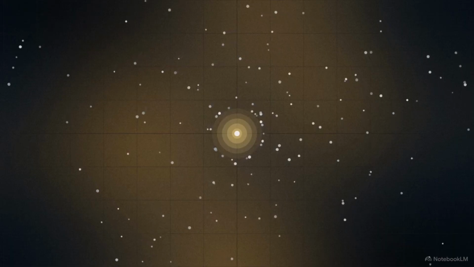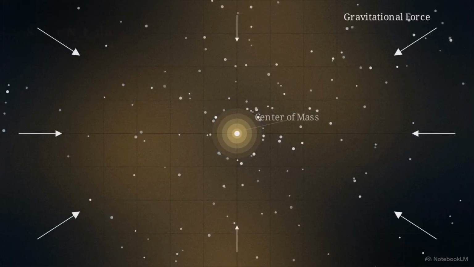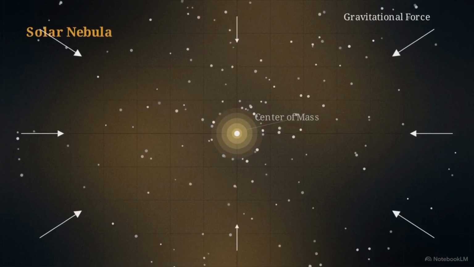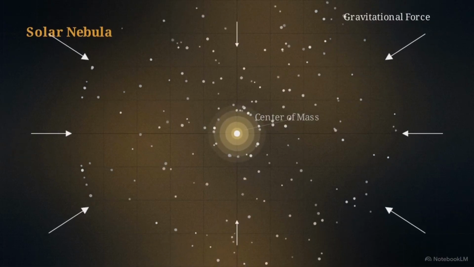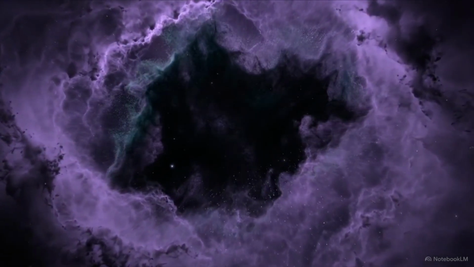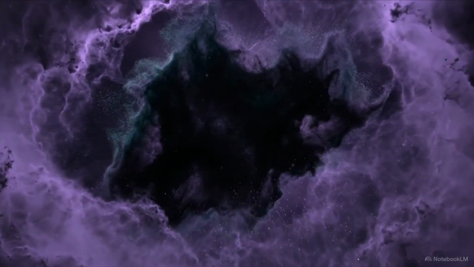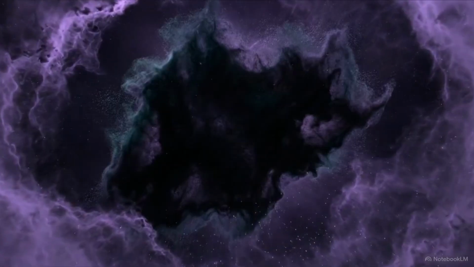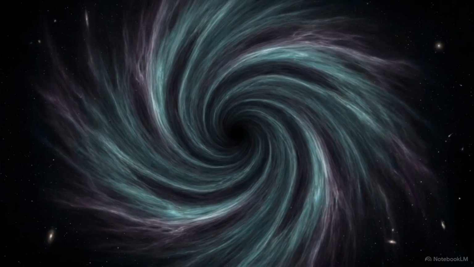That catalyst was gravity. Slowly, invisibly, it began pulling the outermost fringes of this massive cloud inward. That initial gravitational pull awakened a stagnant patch of space, starting the clock on the construction of our entire cosmic neighborhood. As gravity pulled inward, the entire cloud began to collapse towards its center.